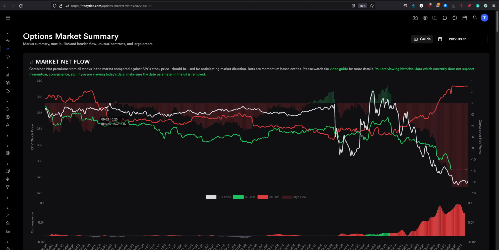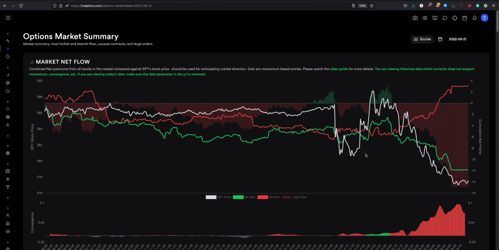SPY's price is flat, it's choppy. When you get separation, they're both negative. That's not good. The convergence is basically non-existent, not big. And it's like that all day, all right, pretty much, until what happens at the end of the day.